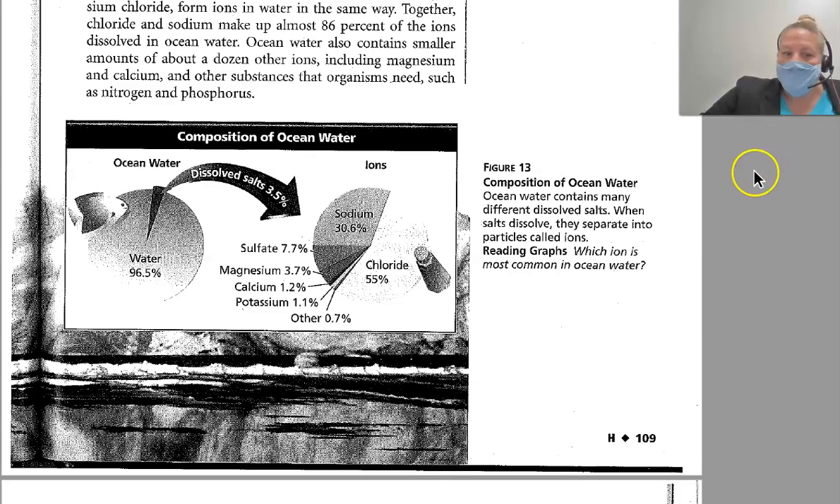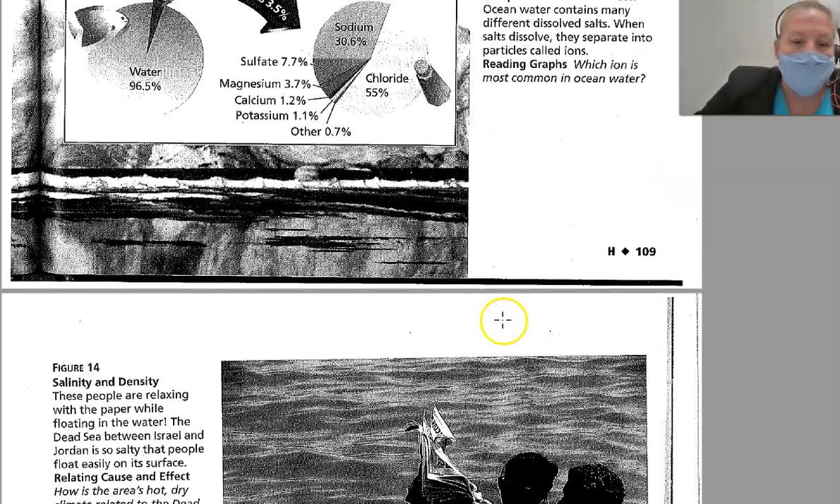Okay, here's the composition of the ocean water. Ocean water contains many different dissolved salts. When salts dissolve, they separate into particles called ions. So here you can see chloride, sodium, sulfate, magnesium, calcium, potassium, and other. And you can see the majority is chloride and sodium ions in the ocean water.